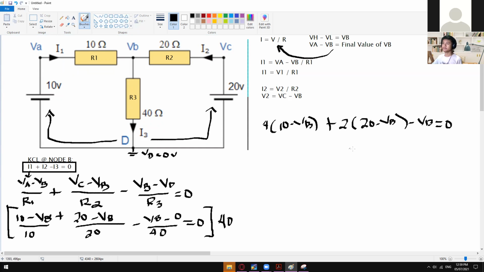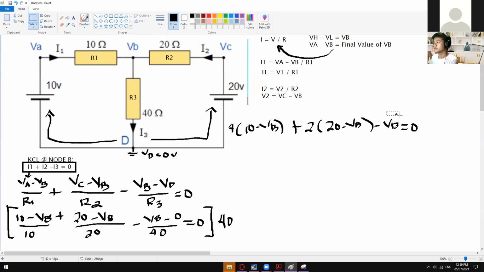Are we clear on how we got this equation right here? I hope you guys can see this one. There you go. Are we good? Were you guys able to follow on how we got this equation right here? Okay.